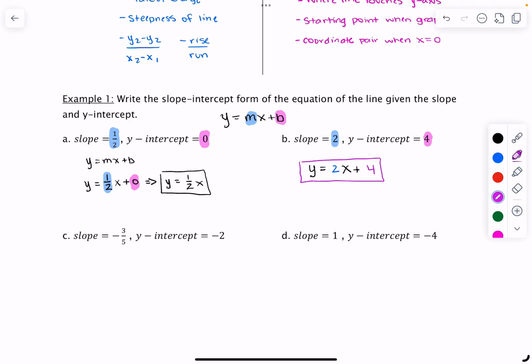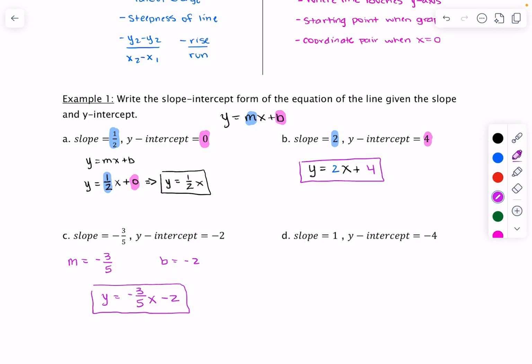Letter C, the slope is -3/5 and the y-intercept is -2. So that means that m equals -3/5, b equals -2. So then I've got y equals -3/5 x minus 2. Make sure you keep the signs. The signs have to stay the same.